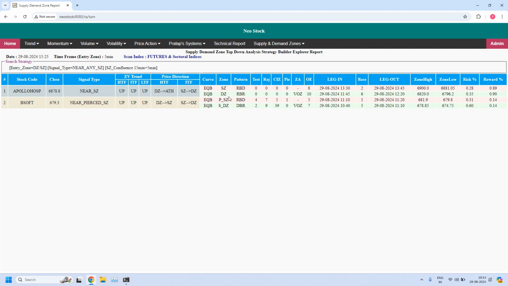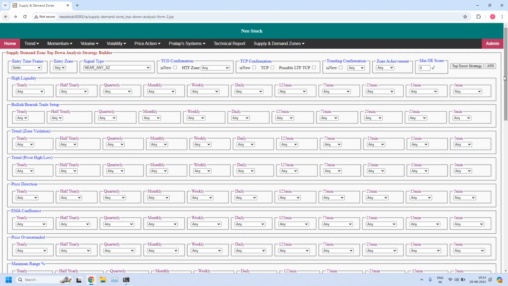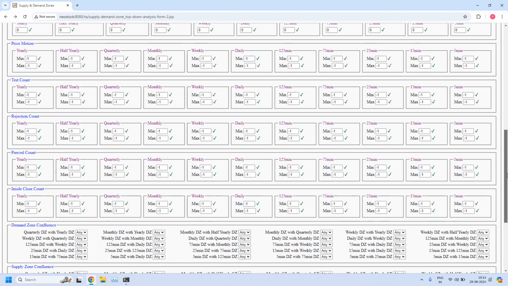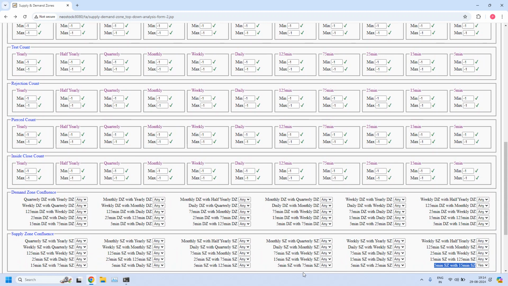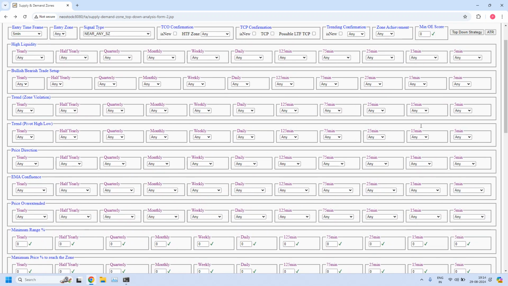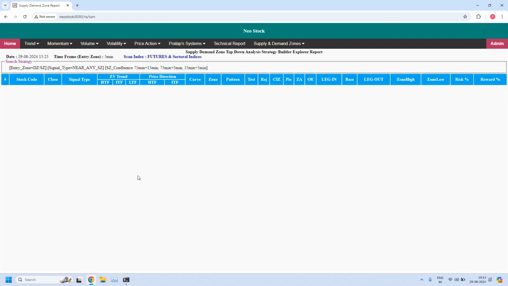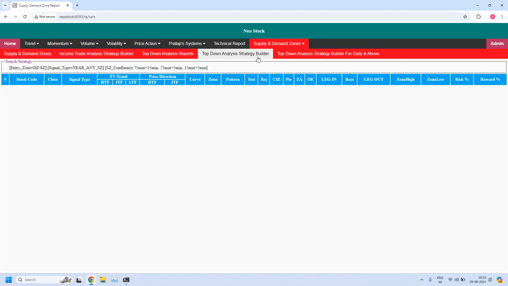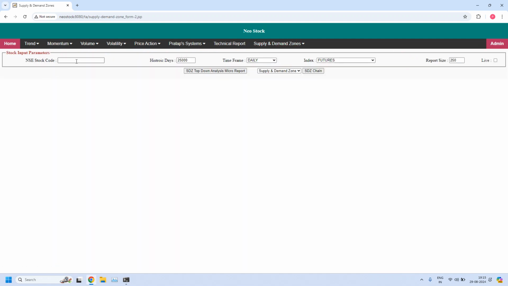Now let's verify whether any of these stocks again have HTF confluence. So 5 minutes supply zone with 75 is enabled, 15 minutes and 75 minutes supply zone we are also enabling. With all the LTF, ITF, HTF confluence, we don't have any stocks. Okay, this is about stocks near demand and supply zones. Next report, let's generate a NIFTY and BANKNIFTY supply demand zone chain.